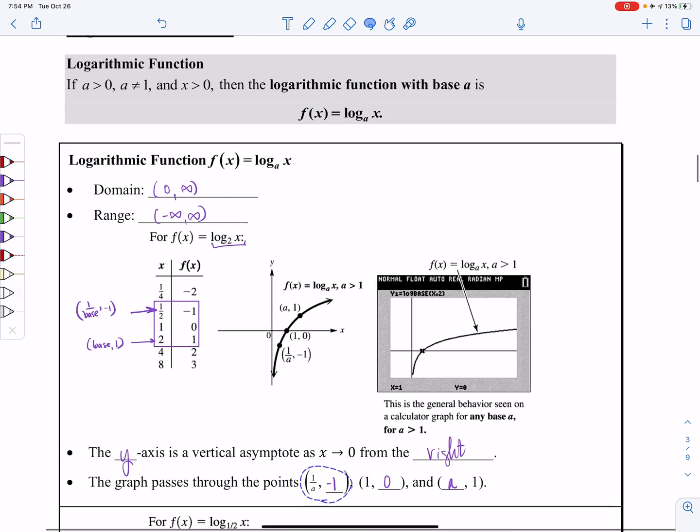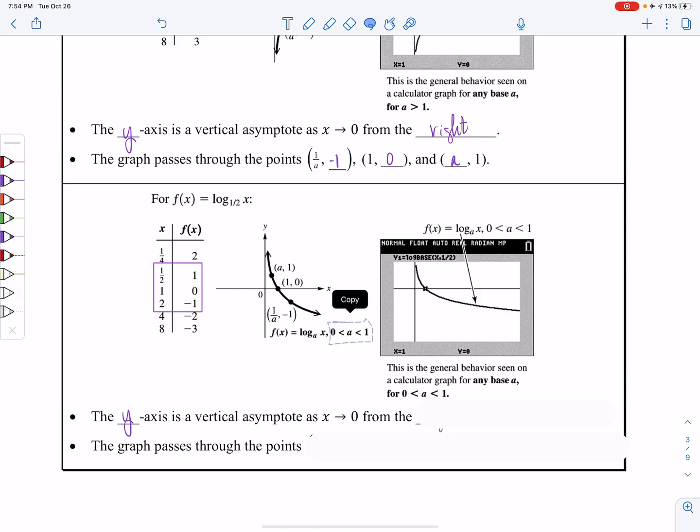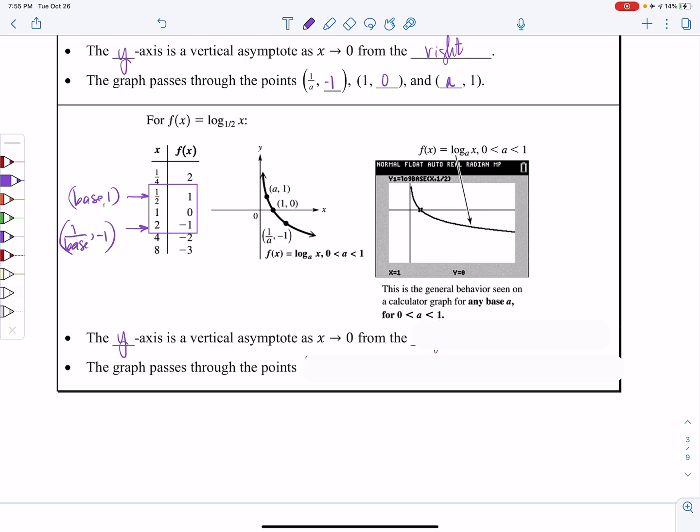All right, now that's if my base is greater than 1. Notice here my base was 2 that we were drawing. So now let's take a look at when the base is between 0 and 1. Notice here that my base is a half. The important points that you notice, you have again that (1, 0) that I had on the last one. This one is going to be (base, 1). And this one's going to be the reciprocal of the base, negative 1. The y-axis here is a vertical asymptote as long as x is approaching 0 from the right side. And once again, the graph passes through those same coordinates as the last one: (1, 0), (base, 1), and the reciprocal of the base, negative 1.